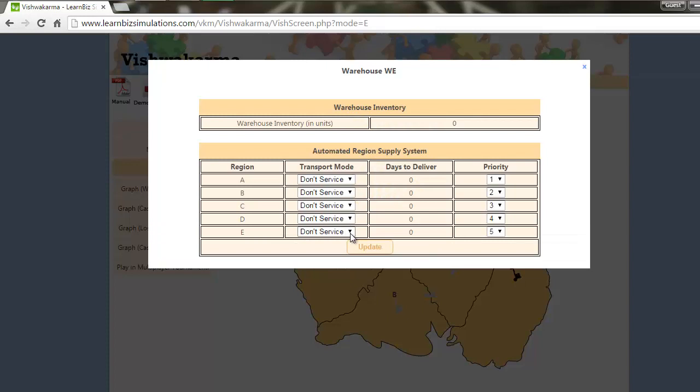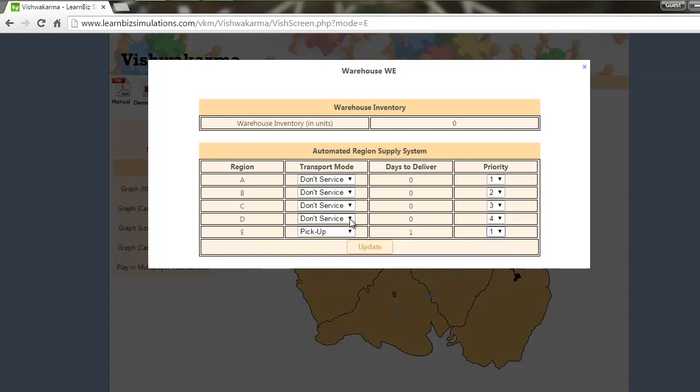We choose pickup as a mode of transporting materials from warehouse E to region E, which takes 1 day and costs 210. That is production plus transportation cost, with priority being 1, as this region is the fastest as well as the cheapest to deliver.